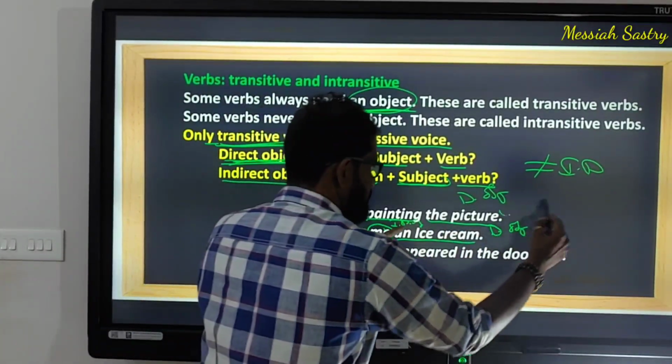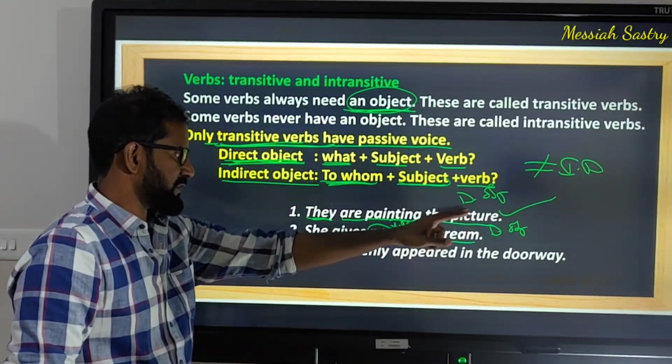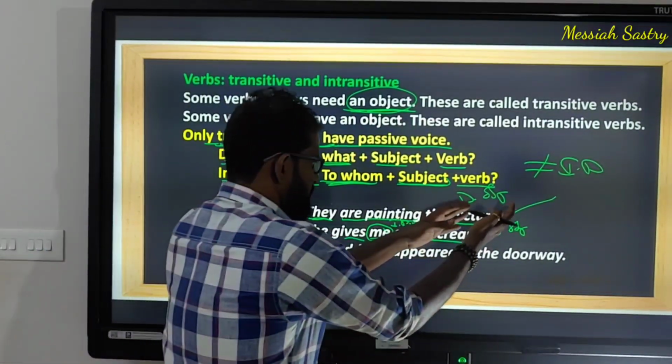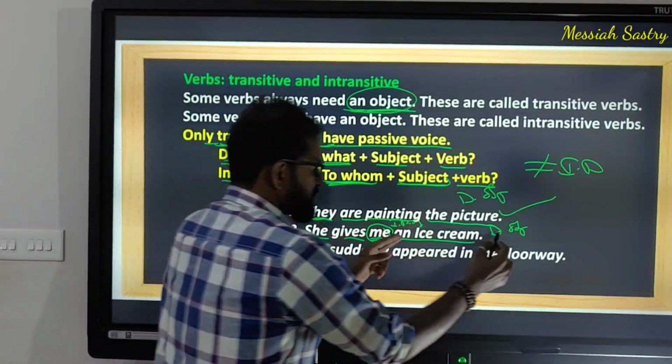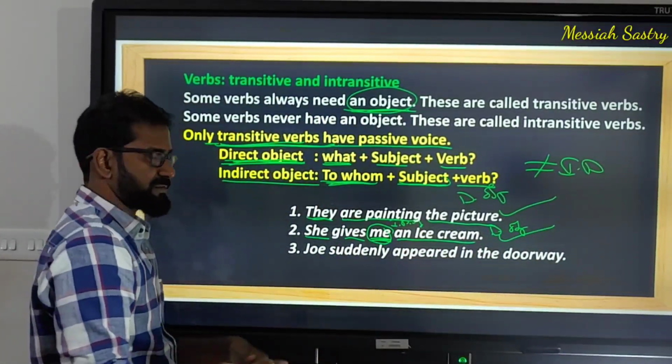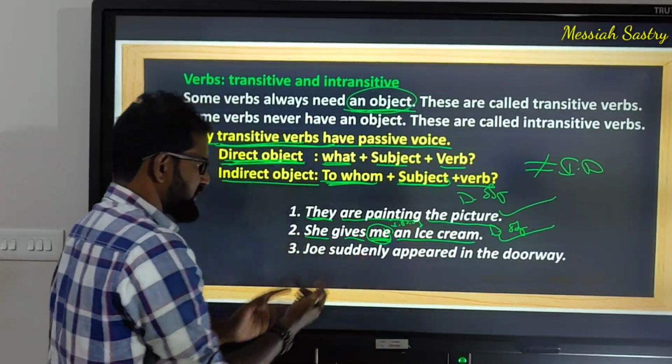So there is a direct object and an indirect object. So there is a possibility of two ways. We can express it in two possible ways. Here we have both a direct object and an indirect object, so passive is also possible here.